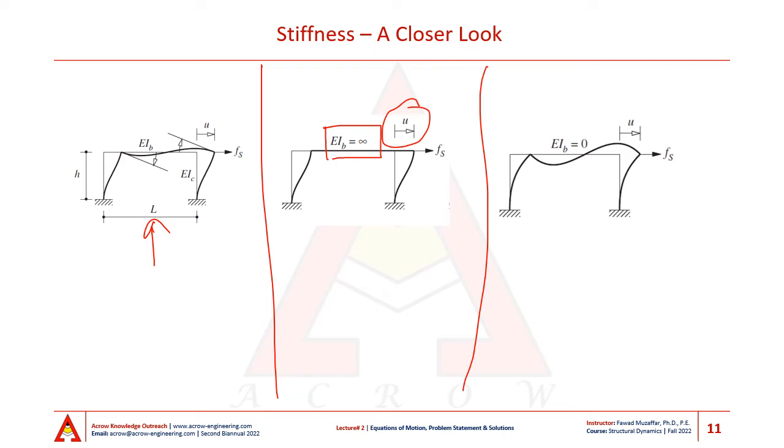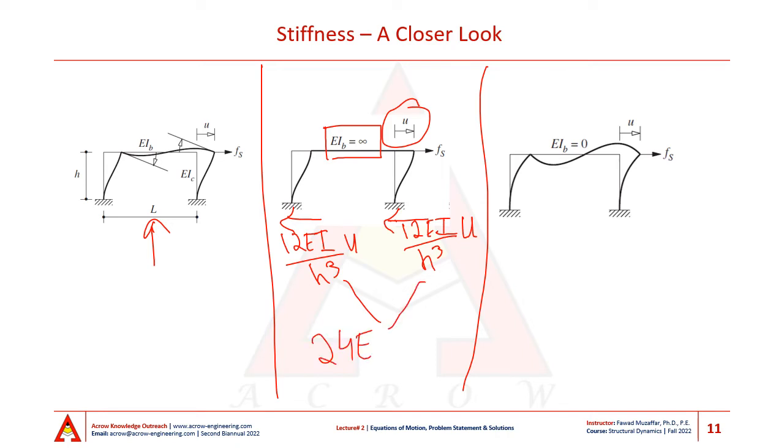So in this case, the force that is being resisted by the bottom of these columns is equal to 12 EI over h cube times u, and the same force is resisted by my left column, right? So if u is equal to 1, then that gives me 24 EI over h cube, which is therefore my lateral stiffness of the frame when all of my beams are of infinite stiffness.